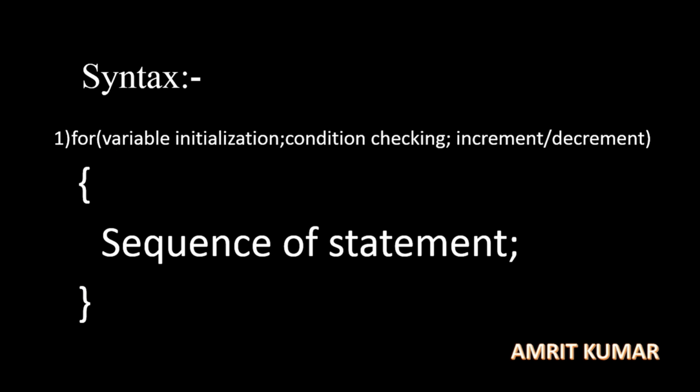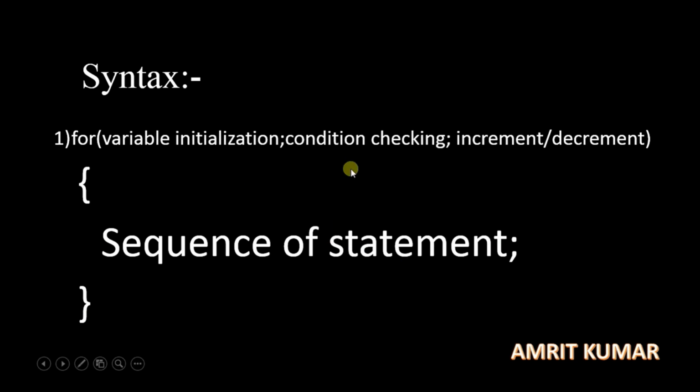Okay, so here I have used the for. This is the syntax of the for loop. For, parenthesis opens and closes here. You have to initialize the variable here. After that, use the semicolon. The condition checking statement should be here. After that, semicolon, and the increment or decrement operator. If the given condition is true, this statement is going to be executed. That is the sequence of a statement.